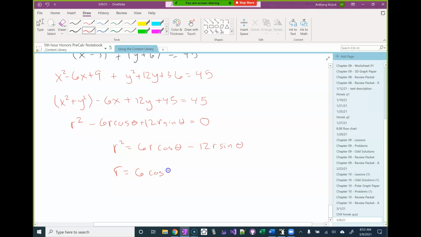And if we were to graph that, you're going to see that it does match a circle whose center is at 3, -6, and whose radius is between 6 and 7. Is that okay with you guys?